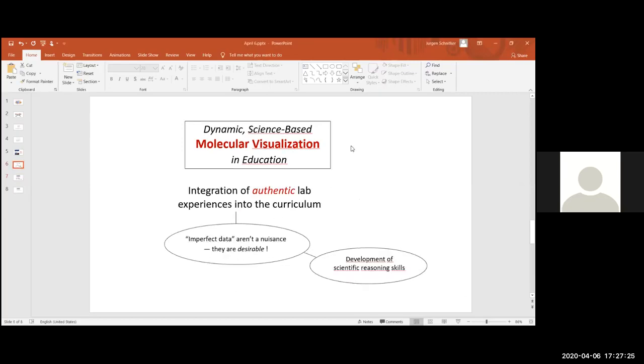And so here, the point that I already alluded to: using this tool allows a teacher to include an authentic lab experience in the curriculum in a virtual lab sense. Because authentic means imperfect data, and if you think about it, imperfect data aren't really a nuisance. They're desirable because that's what prepares students to deal with real-world problems, as opposed to solving textbook problems, following some recipe, where everything is always highly mechanical. In the real world, you have imperfect data, and it's perfect for developing scientific reasoning skills.